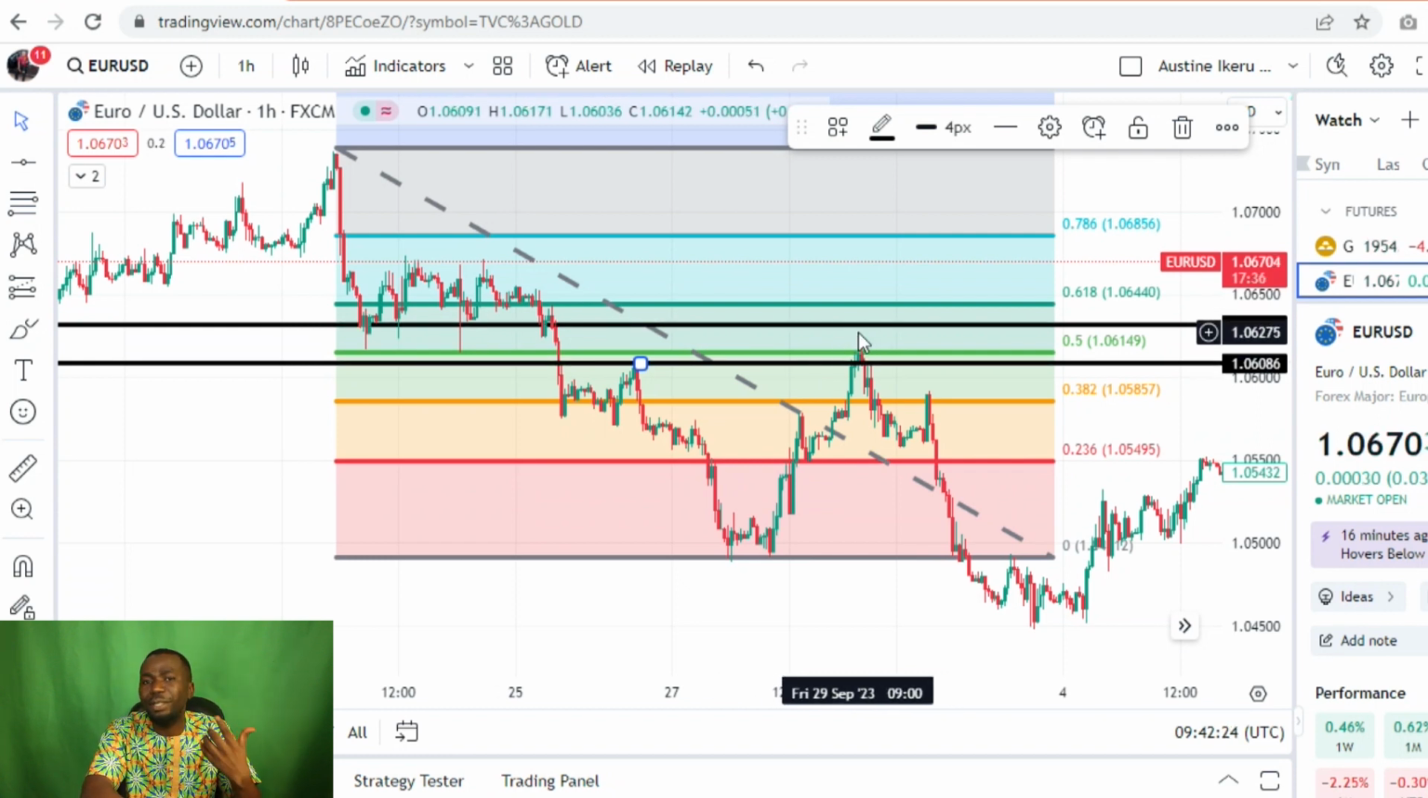But for your own safety, I will advise you place your stop loss above this second resistance level, because they are very close. Because if the price goes a little bit higher, definitely this second resistance level is going to hold on to the price.